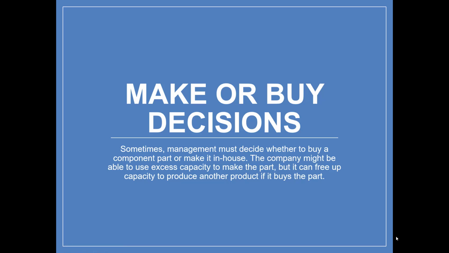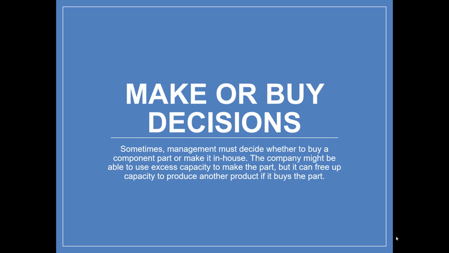Next up, we'll look at make or buy decisions. Sometimes managers have to decide if they're going to make a part that goes into their product or if they're going to buy it from an outside supplier. For example, if you produce lawnmowers, you might decide whether you want to make the motor or buy the motor from another company.